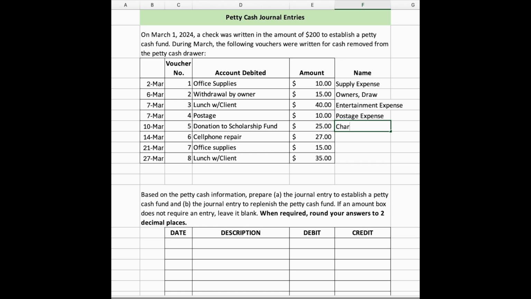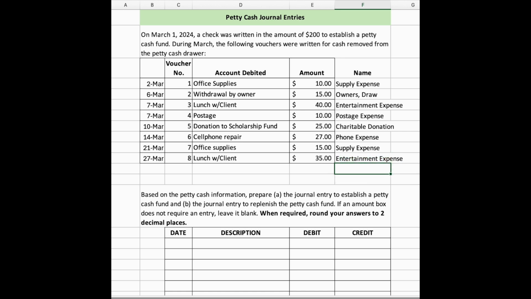So let's just call it charitable donation. And then cell phone repair. Now we can either call this a repair expense or we can credit it to the phone for a phone expense. I'm going to say this is going to be part of a phone expense. Office supplies, let's call that supply expense. And lunch with a client, again, that is entertainment expense.